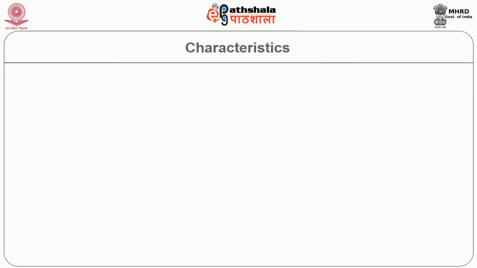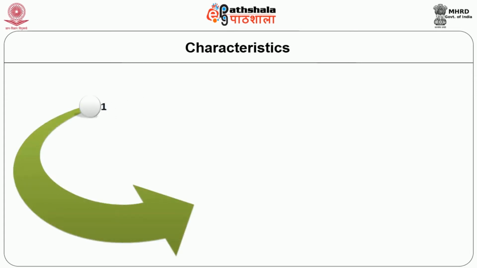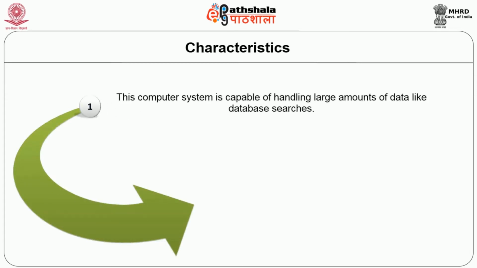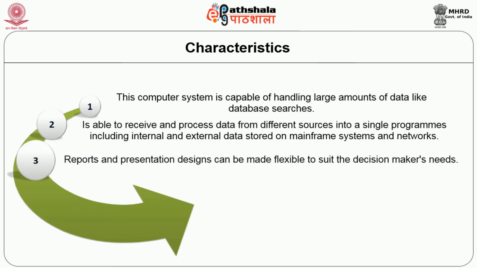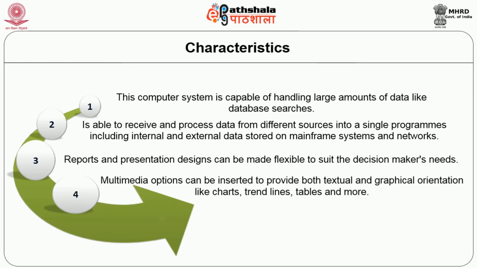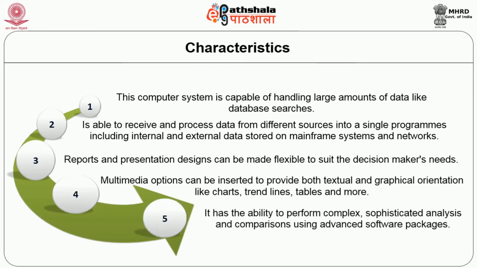The next thing that we need to look at is the characteristics of the decision support system. This is a computer system capable of handling large amounts of data. The computer system is able to receive and process data from different sources into a single program, including internal and external data stored on mainframes, systems and networks. Now the next thing is the reports and presentations. Designs can be flexible to suit decision makers' needs. Multimedia options can be inserted. It has the ability to perform complex, sophisticated analysis.